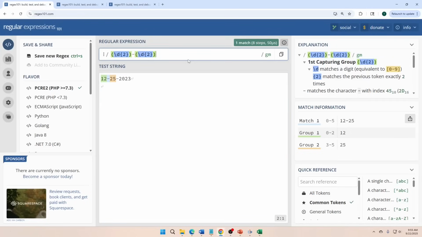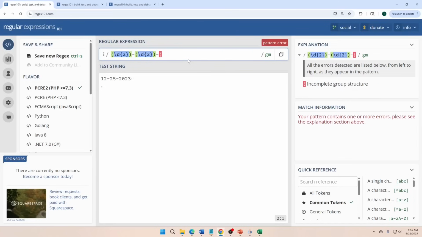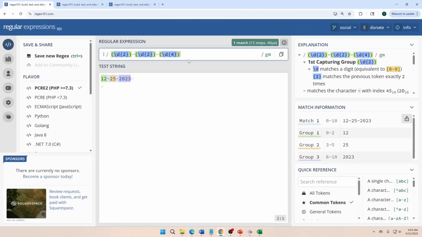We're not quite done yet. We still need to match some more. We're going to go with another hyphen, and we're going to put parentheses, \d, curly brackets, 4, and now it matches the entire string here, and we have our first group, our second group, and our third group.